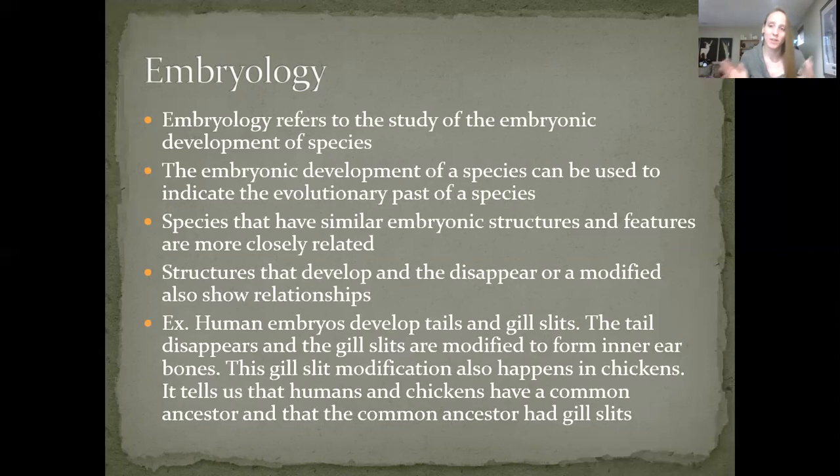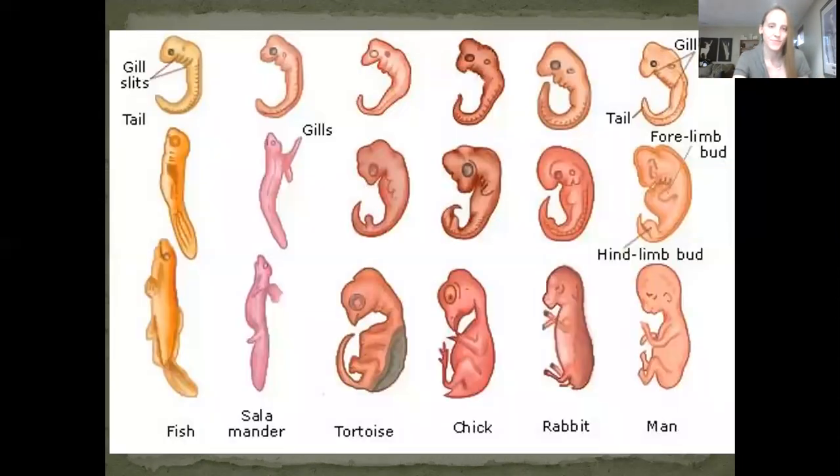But all of us, all species, if we go back far enough into our evolutionary history, came from aquatic organisms. So this is just kind of what this looks like. You can see that all of these different species, fish, salamander, tortoise, chick, rabbit, and man, all develop these gill slits. And that's because, again, we all have that common aquatic ancestor.